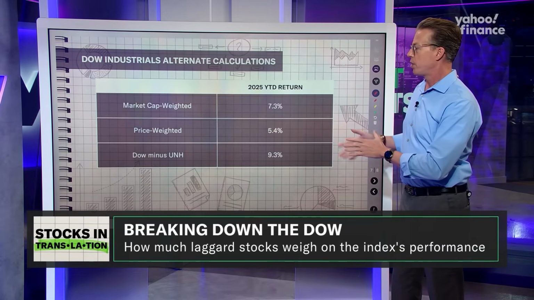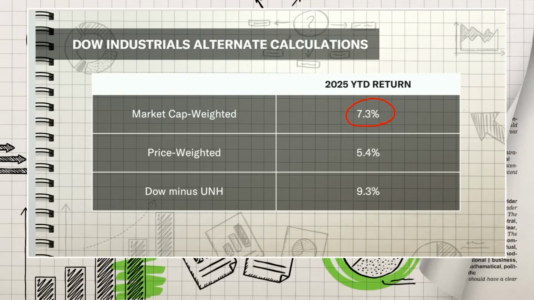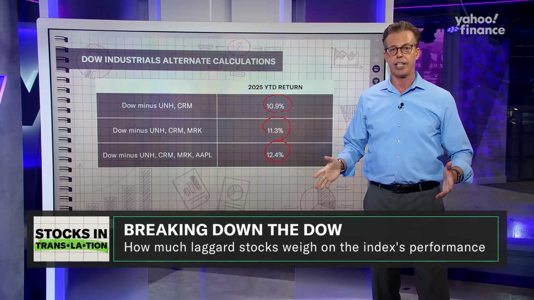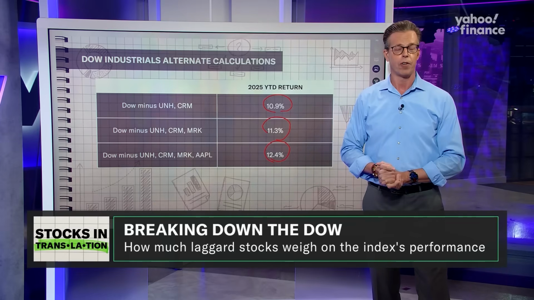Now, to sum up all the results, here's the market cap weighted 2025 year-to-date return. That came in at 7.3%. The actual price weighted number that everybody uses is 5.4%. And then the Dow minus United Health came in all the way up at 9.3%. And then you can take out Salesforce and Merck, and the numbers keep going up. And by the time you take out Apple, we have a Dow that's up 12.4%. That's more than double the actual return of 5% and change. So something to think about here. There's no guarantee that the Dow will always be calculated like this, but after 130 years, maybe they're just not going to change.